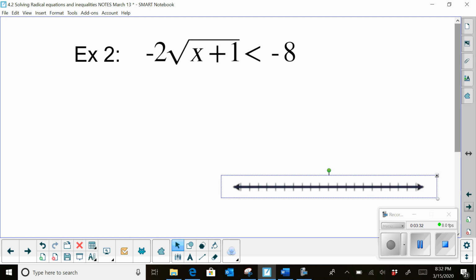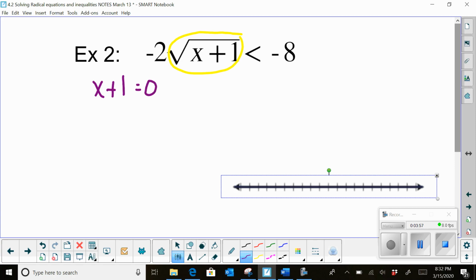We're going to do this one, which is the square root of x plus 1 times -2 is less than -8. On this one, you'll notice that the radical is not isolated. We've got to get the radical isolated when we turn it into an equation. The first part is no different than the last example. You're going to take your radicand x plus 1 and set it equal to 0. You get x equals -1.